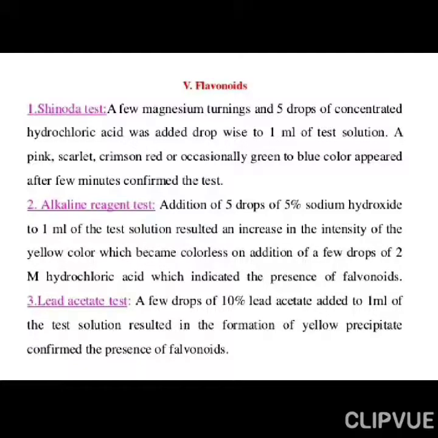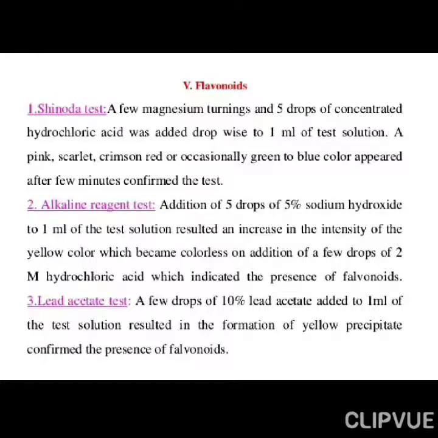Flavonoids, Shinoda test: a few magnesium turnings, add 5 drops of hydrochloric acid, and add 1 ml of test solution. Magnesium turnings, 5 drops HCl, 1 ml test solution. Pink, crimson or scarlet, crimson red, or occasionally green to blue color appears after a few minutes, and that confirms the test.